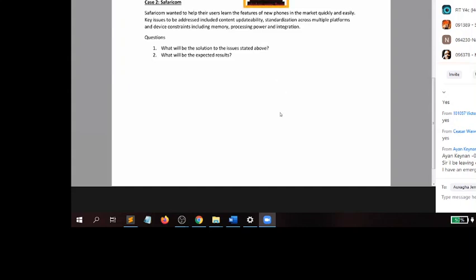Then there is the last bit, which you are saying: standardization across platforms and device constraints, including memory, processing power, and integration. This is the information that you are going to use so that you are able to ensure that the system is working very well. So what will be the expected result? Obviously in a company like this, the expected result is great uptake, great acceptability, because you have dealt with the technical side, so what you expect is that people will have a good uptake of this particular system that you have brought into the market.